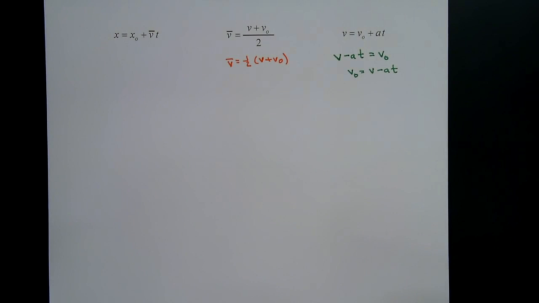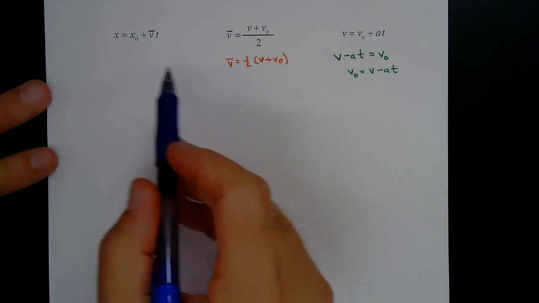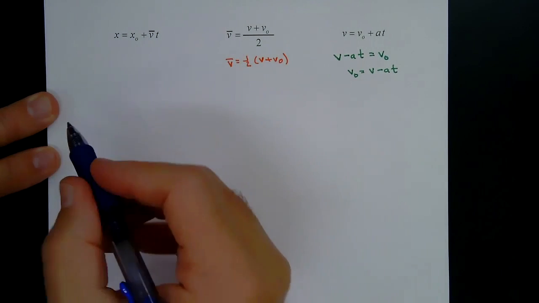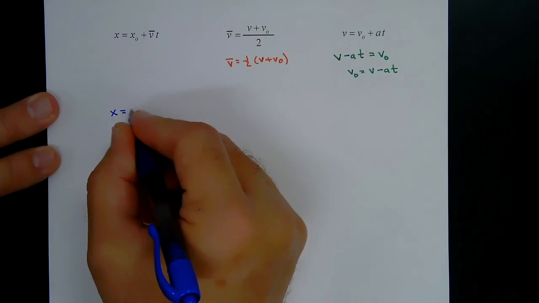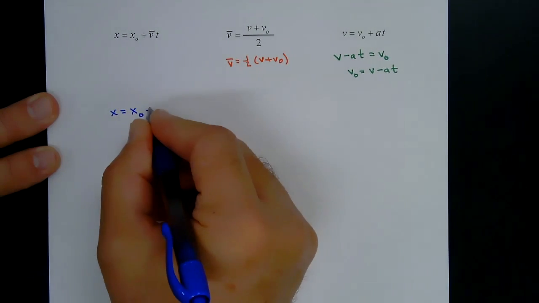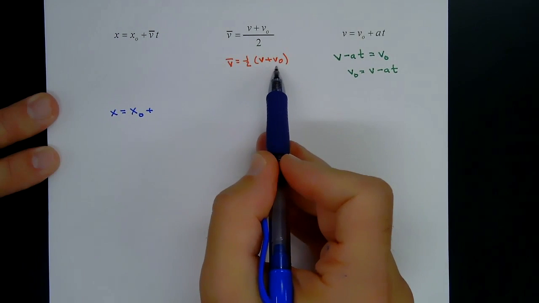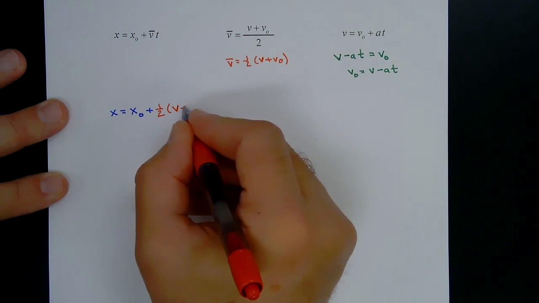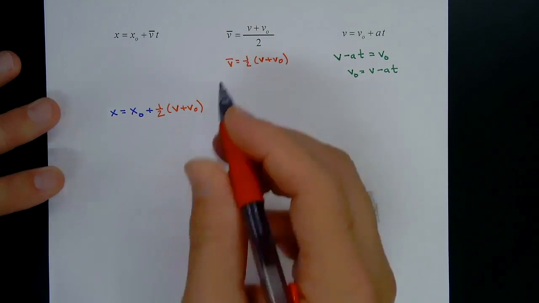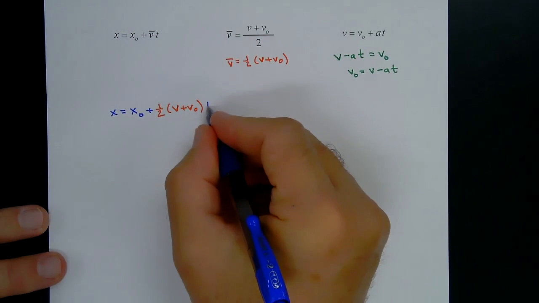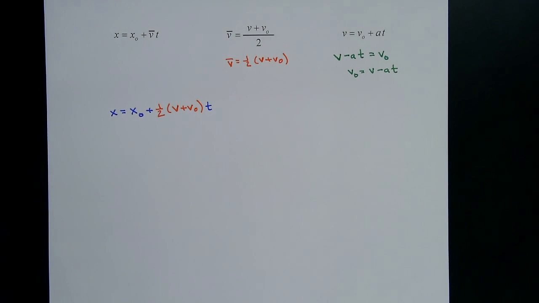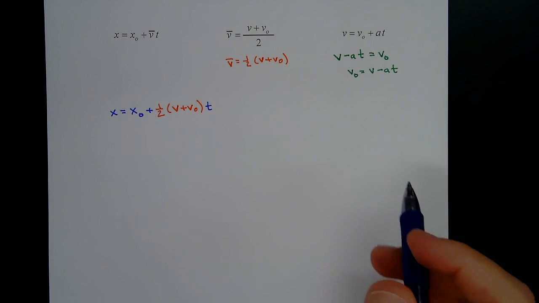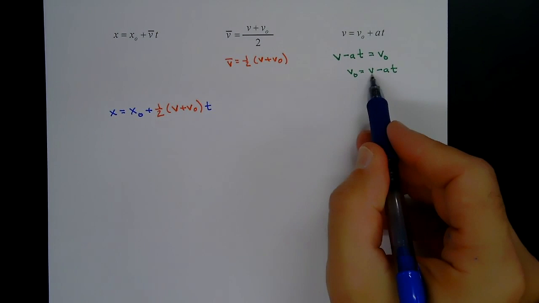All right, so we're going to do something very, very similar to what we did before, okay? This v bar right here, well, what can I replace it with? I can replace it with this, okay? So I'm going to start with x is equal to x sub o plus, instead of v bar, I'm going to write 1/2 v plus v sub o, and I'm going to color code it again. So 1/2 v plus v sub o times the time. Okay, so last time I replaced v. This time I'm going to replace v sub o. So this v sub o is going to get replaced with v minus at.